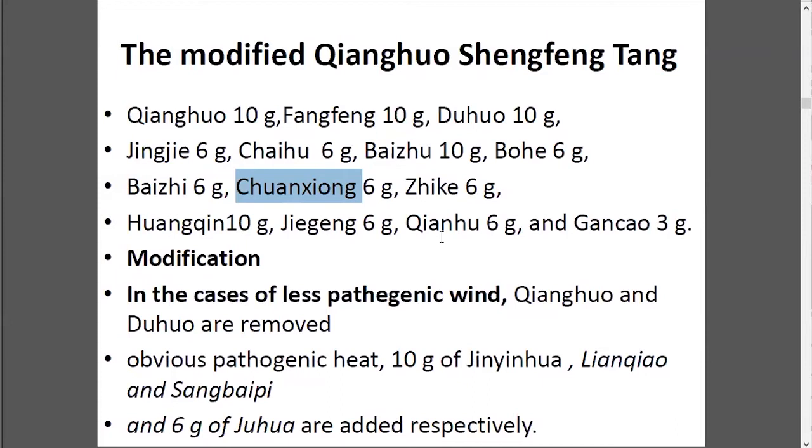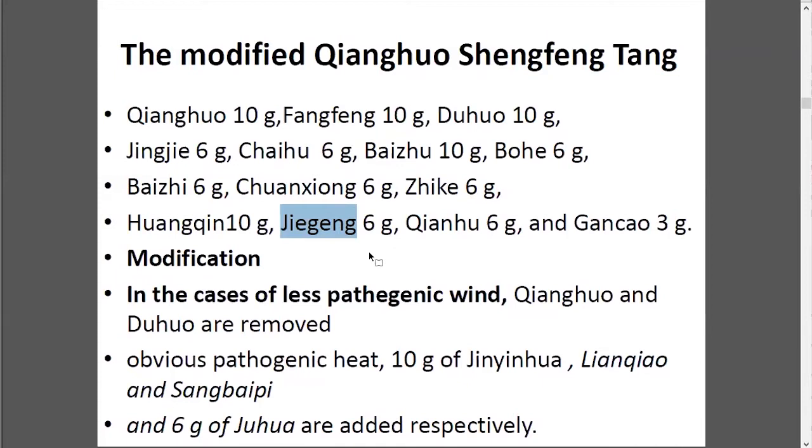桔梗 is a pretty good herb. Usually we say it can open the lungs, but truly it leads the other herbs to go upward, like a leading herb. And then we have some other herbs there, and we modify from here.